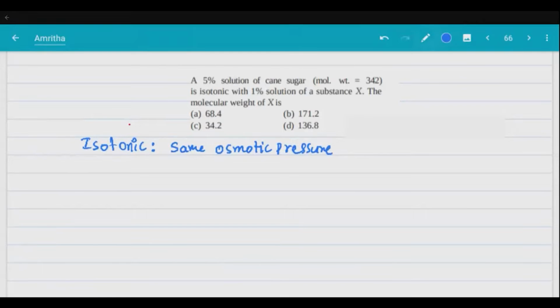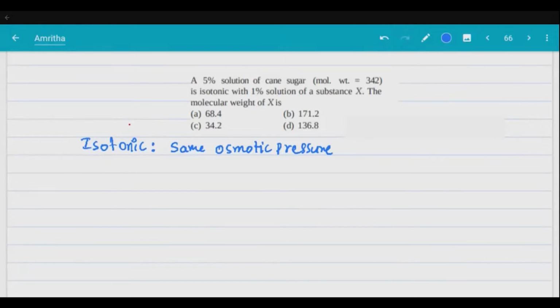This is a very useful concept, even in biochemical reactions. A very simple example we can take: if the person is too weak, doctors will suggest a saline injection. Saline basically means aqueous sodium chloride solution and some other ions. That pressure must be isotonic with blood pressure, so then only it can be injected successfully.